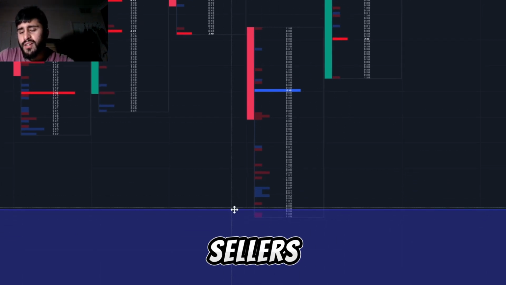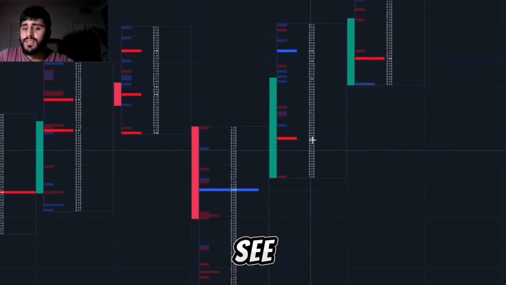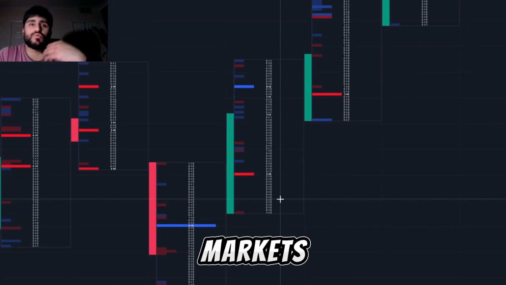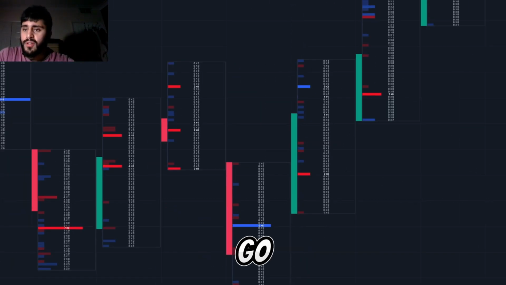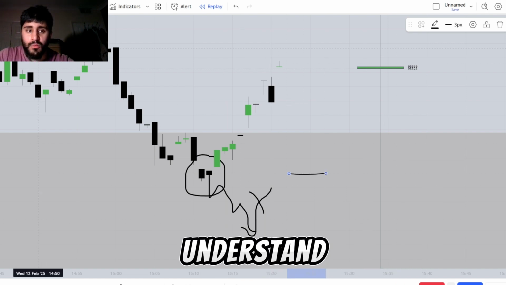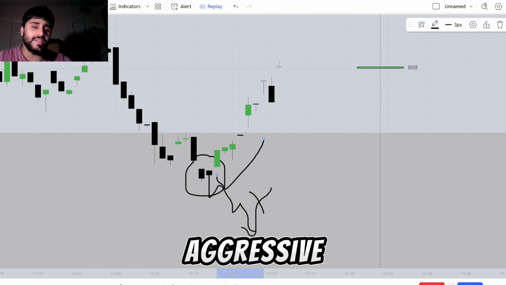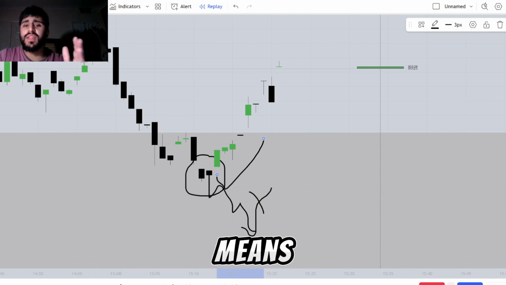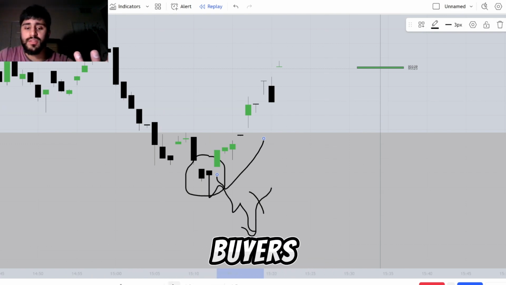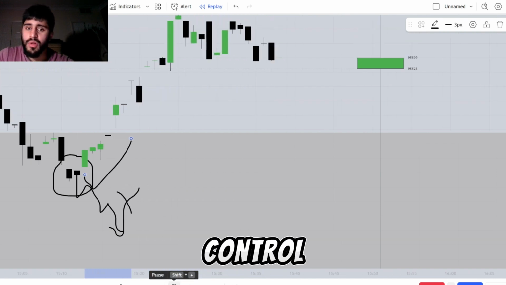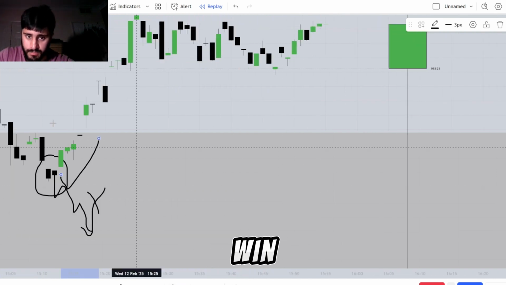We can see lots of sellers over here which rejected. We also see sellers and more sellers, but the market is ripping higher and higher. So when we go back to the regular candlestick chart, what we can really confirm is that this level is a strong level. Aggressive sellers have failed, which means by default buyers are in control, because if sellers are not in control, buyers are the only ones that can win.